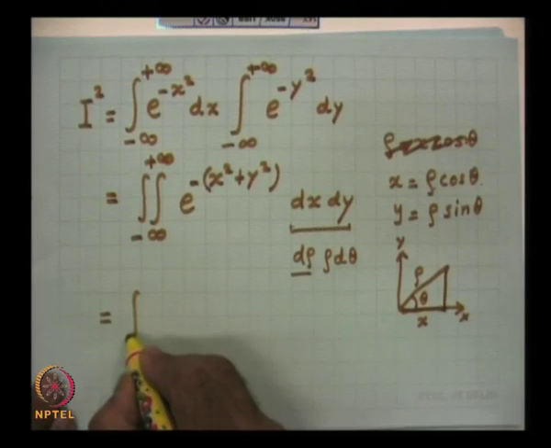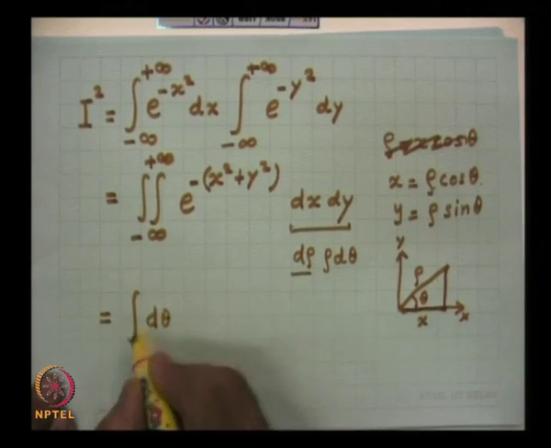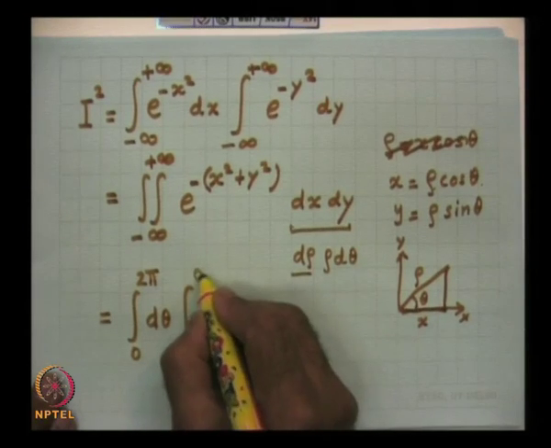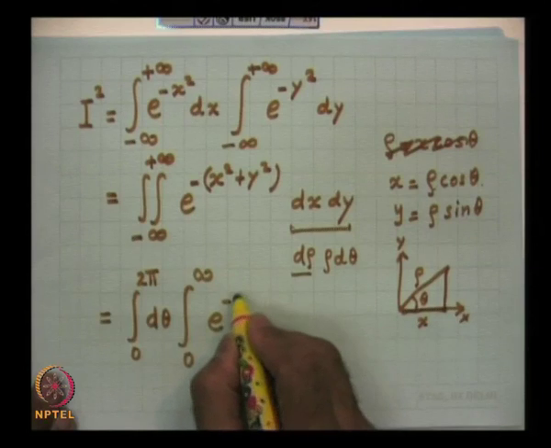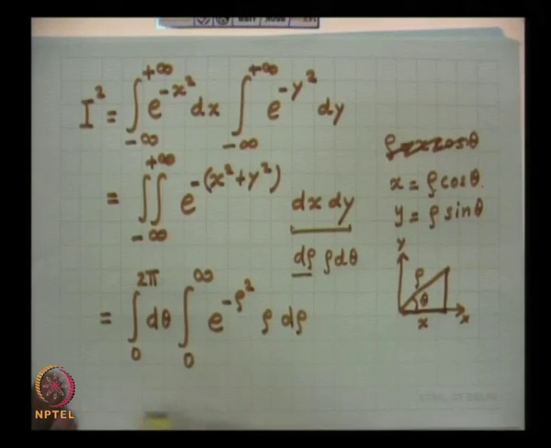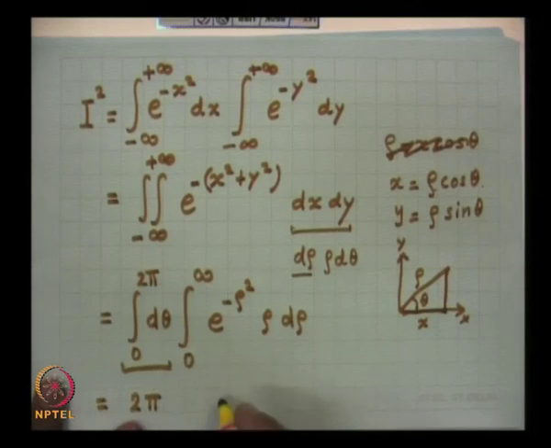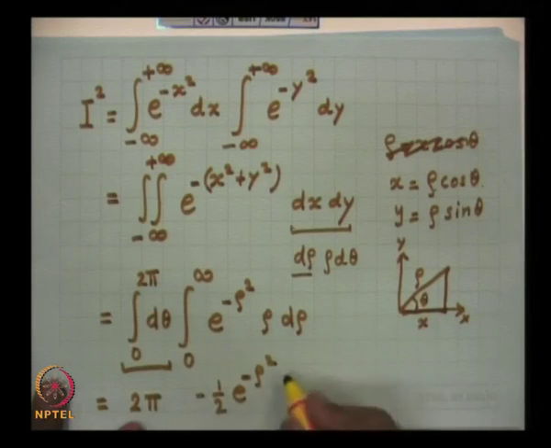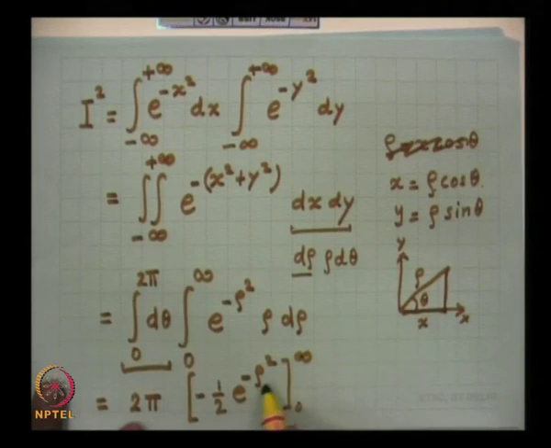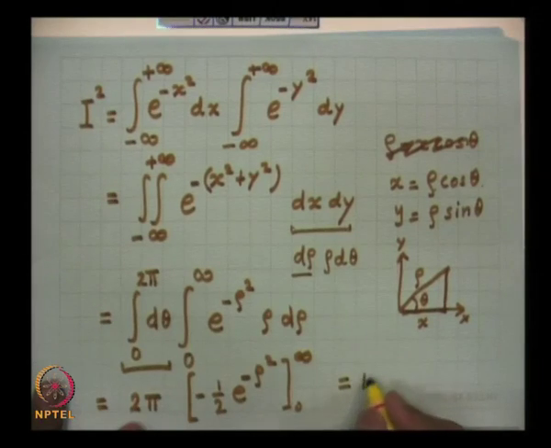So, the theta integral is from 0 to 2 pi and the rho integral is from 0 to infinity e to the power of minus rho square rho d rho. This integral is trivial, this is 2 pi and this is half into e to the power of minus rho square with a minus sign with the limits 0 to infinity. At infinity this is 0, at 0 it is half. So, this comes out to be pi.